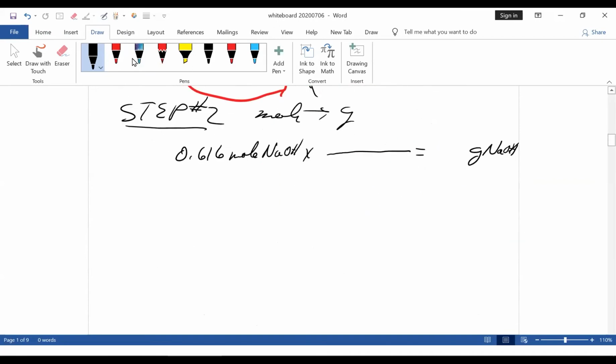And now I'll use my good buddy, my good friend, unit analysis. Whatever I'm trying to get to goes on top. Whatever I'm trying to get rid of goes underneath.